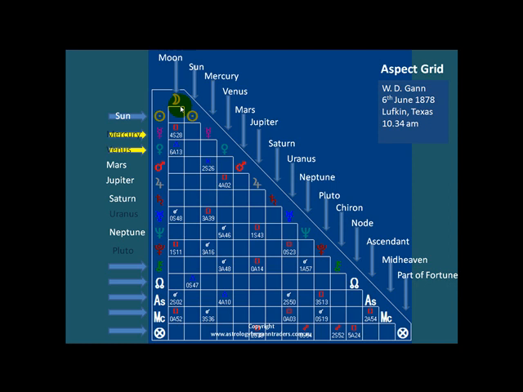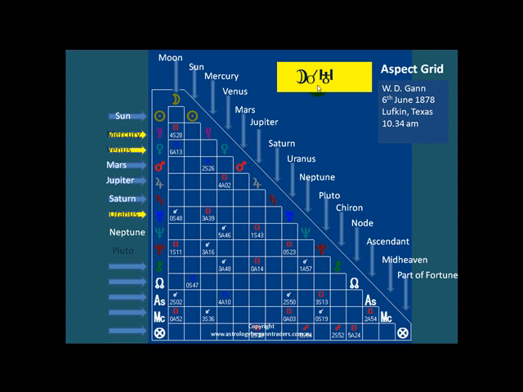Now let's keep going down the column, and we see there's nothing for Mars, no aspect between the moon and Mars, no aspect between the moon and Jupiter, no aspect with Saturn, but there is with Uranus, and it's a conjunction. So we write the moon conjunct Uranus.